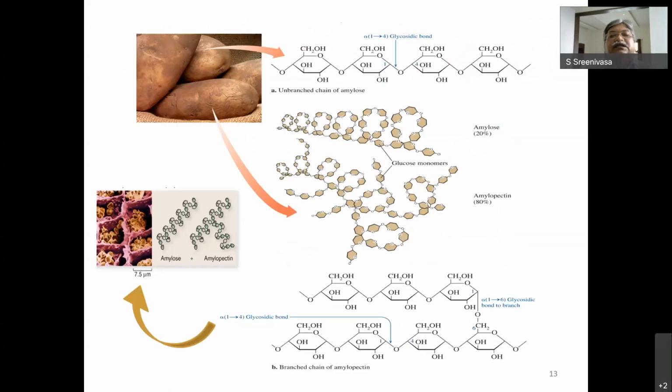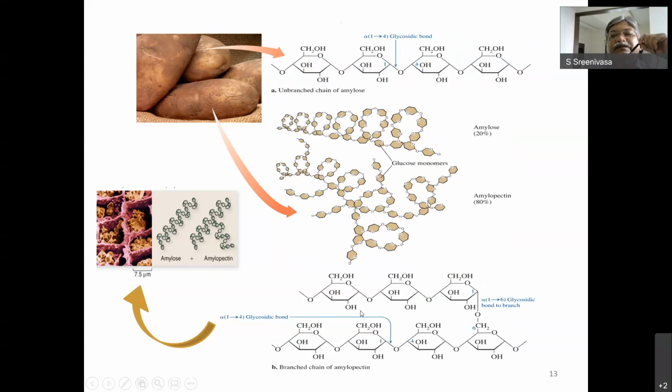Next, we see the structure of this one. Here, again, 1,4-glycosidic linkage is there. This is one molecule. There are two things in starch: amylose as well as amylopectin. Because of this branching, starch is not soluble in water. The branching occurs where the linkage between one branch and another is 1,6-glycosidic linkage.